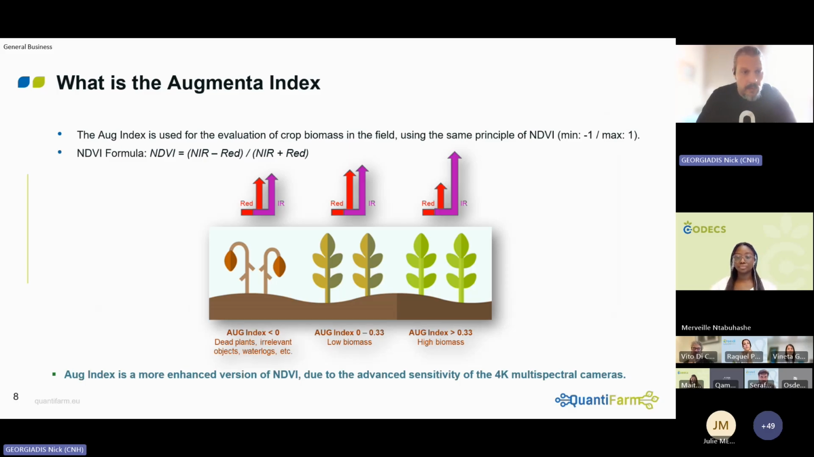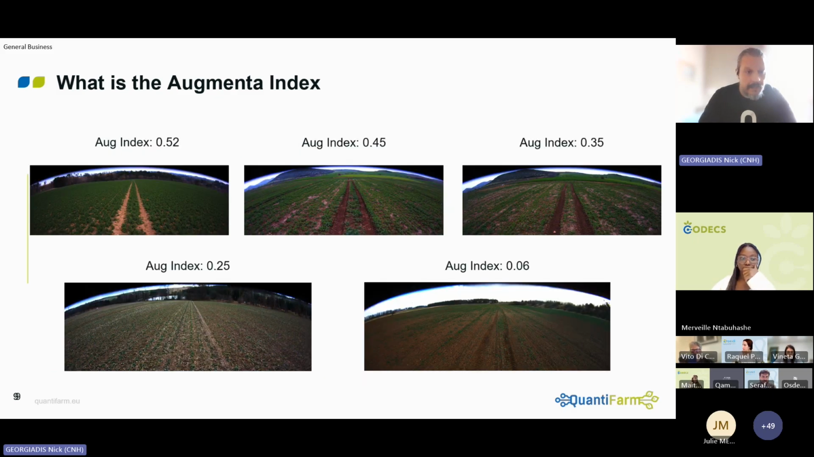The Augmenta index, it was just how we call it, because it's a vegetation index based on the principles of NDVI, but there are also some different factors added and calculated in order to reduce the noise that you get from the environment conditions. So a low index is a dead plant. A medium index can be low biomass, and a high index could be high biomass, just like NDVI. Here you can see some examples of what we see with, let's say, the eyes of the system.